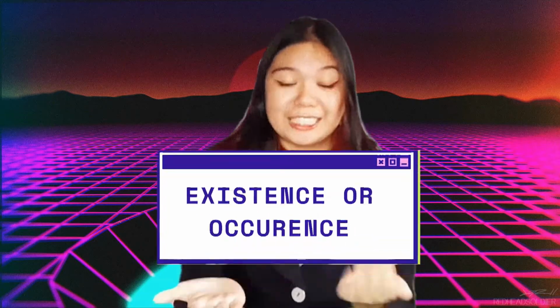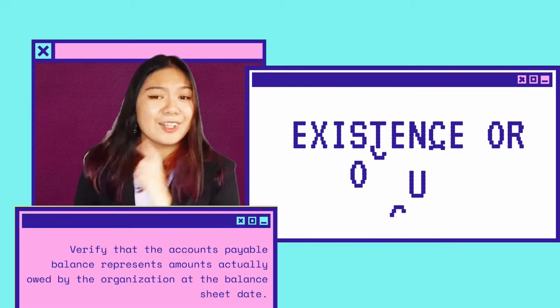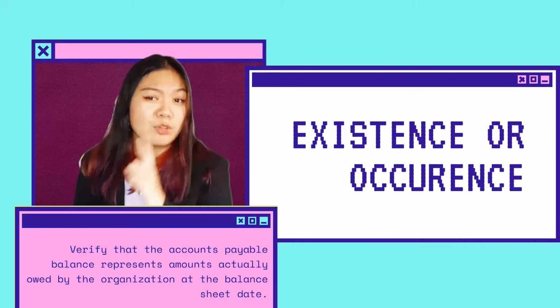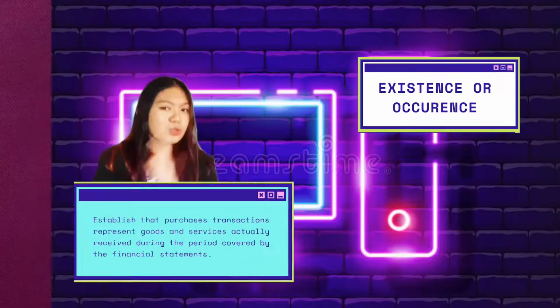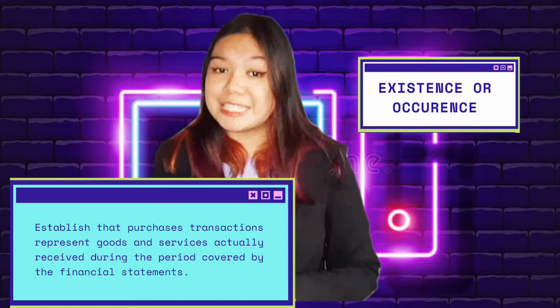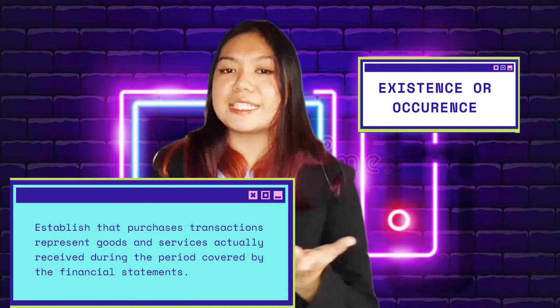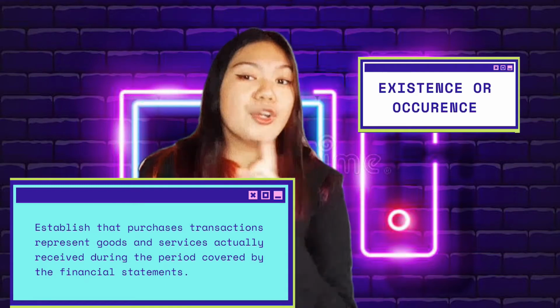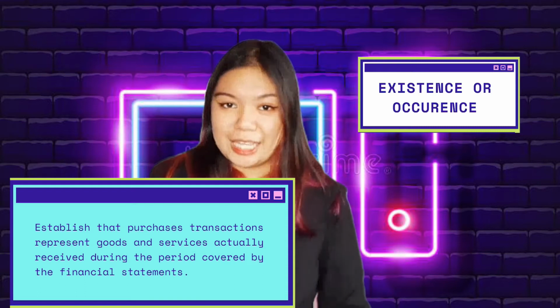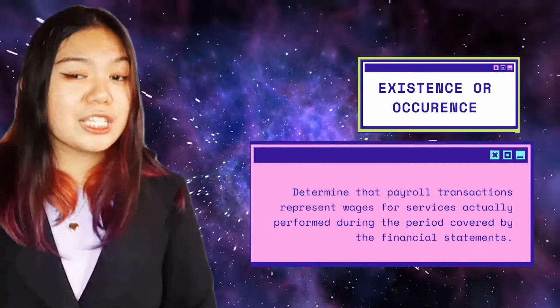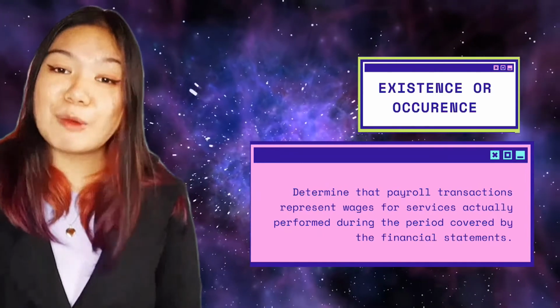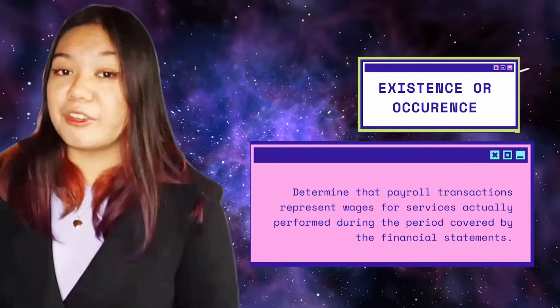Existence or occurrence. 1. Verify that the accounts payable balance represents amounts actually owed by the organization at the balance sheet date. 2. Establish that purchases transactions represent goods and services actually received during the period covered by the financial statements. And 3. Determine that payroll transactions represent wages for services actually performed during the period covered by the financial statements.